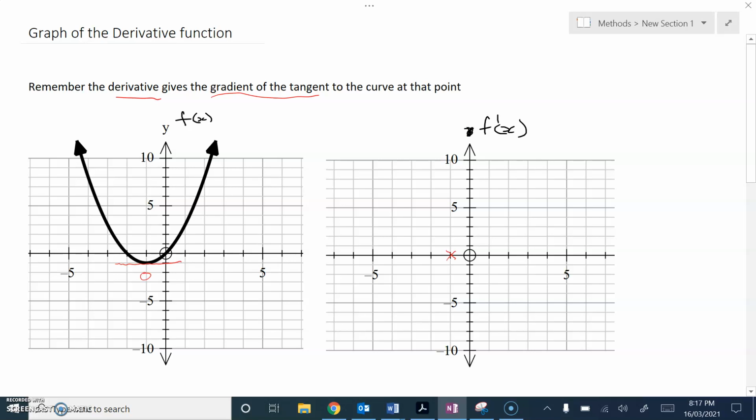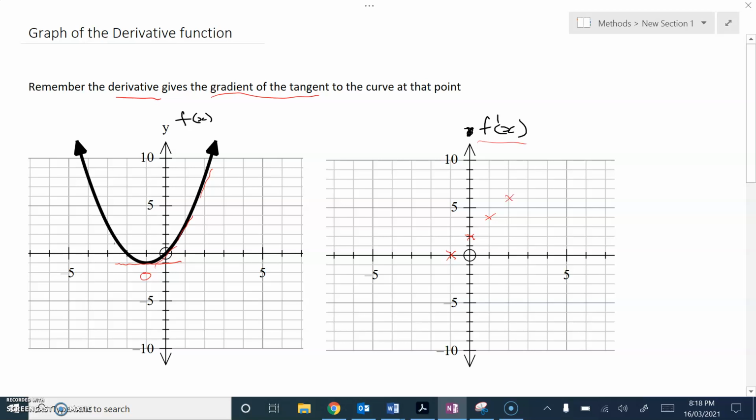So this is my derivative. Remember, I'm drawing a derivative function here. Here, the gradient is positive, so I'm going to make that positive. I go up here a bit more, it's more positive. And I keep going up, it's even more positive still.